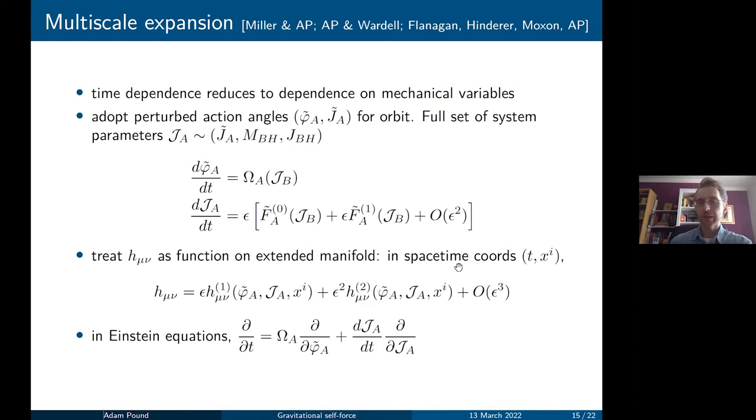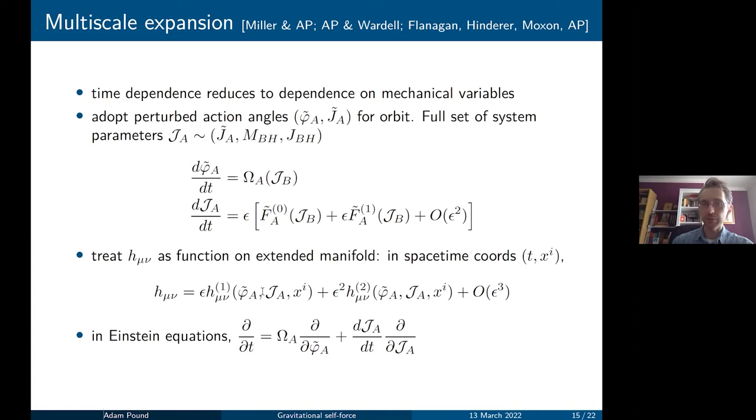So let's say we had space-time coordinates, time, and three spatial coordinates, so some foliation function t together with spatial coordinates xi. As I said, the time dependence reduces to dependence on mechanical variables. So what does that mean? That means I don't have any explicit t dependence in these perturbations. I'm replacing that t dependence with a dependence on the mechanical variables. And so these do change with time. So H1 does change with time, but the point is there's no explicit t dependence.